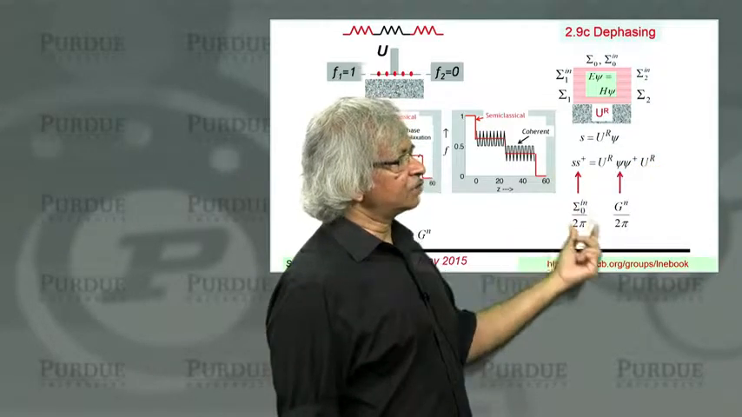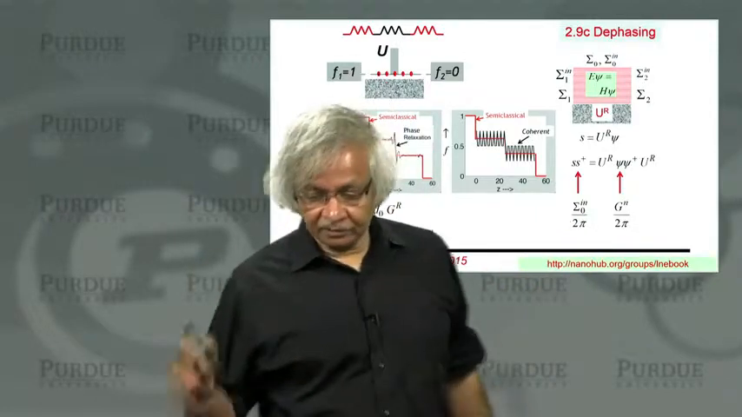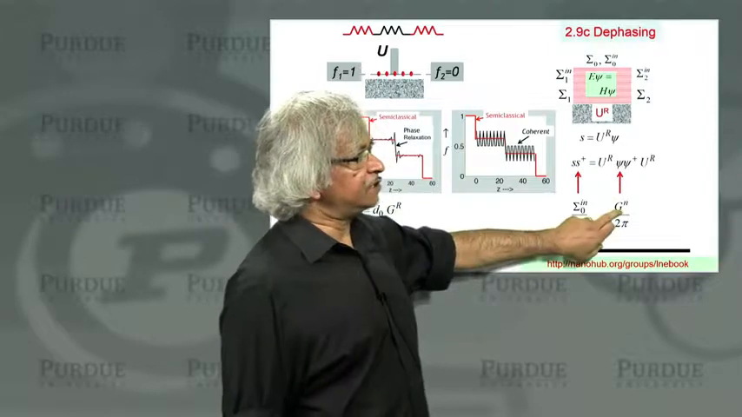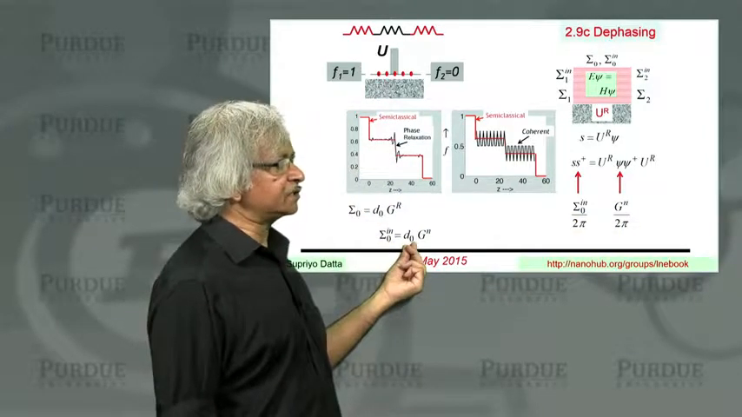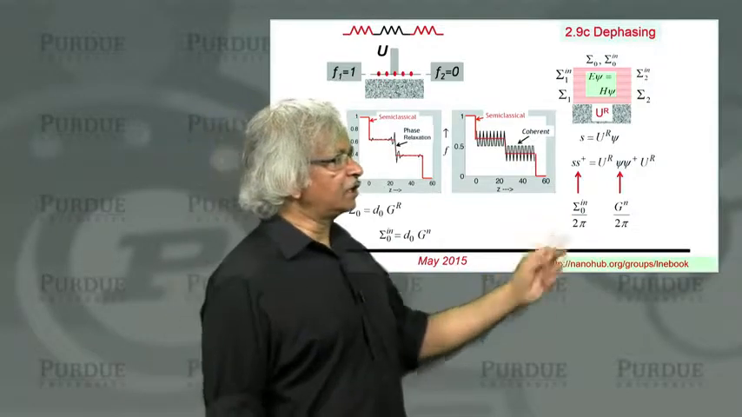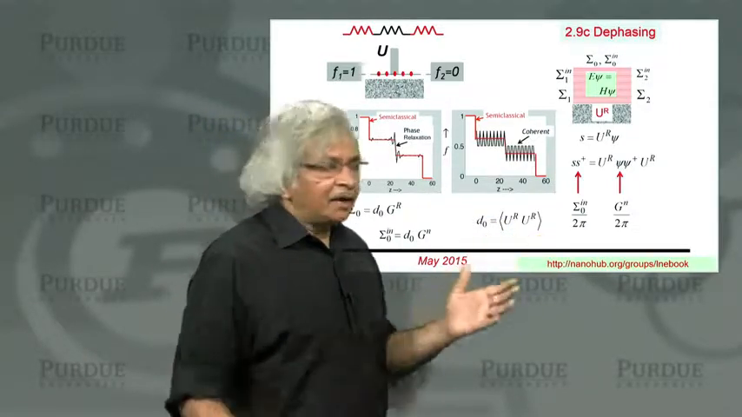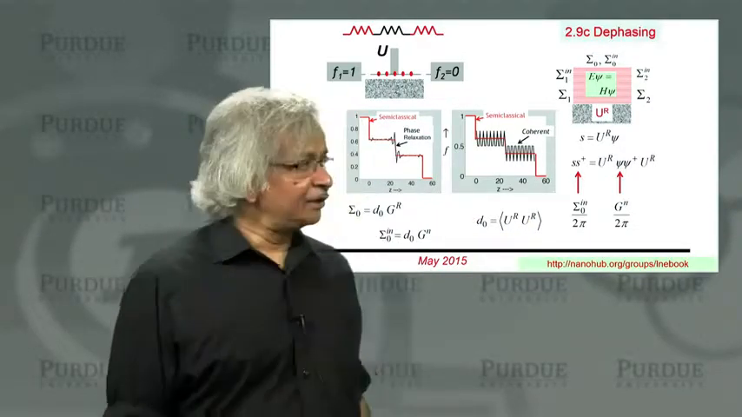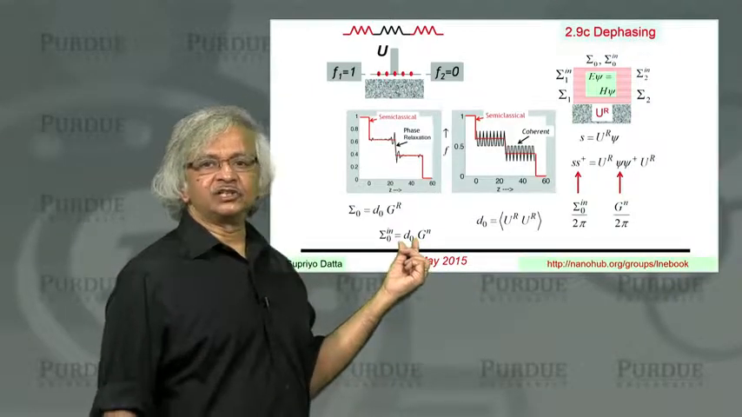And SS dagger is what you call sigma 0 in. That's what we have been doing. SS dagger is like the sigma in. Psi psi dagger is like Gn. And then you can see you have this relation: sigma 0 n is D0 Gn. And what is D0? It is basically the RMS value of this random potential. Note that this D0 has the units of energy squared.